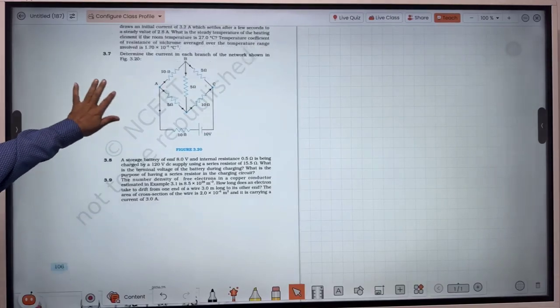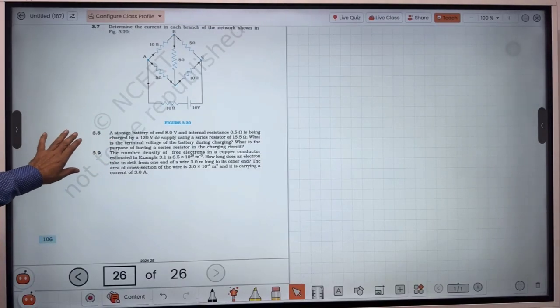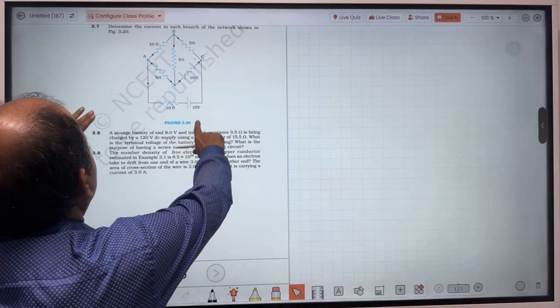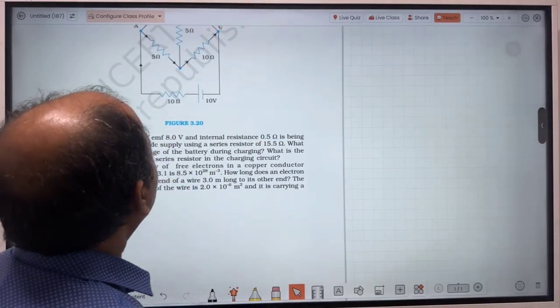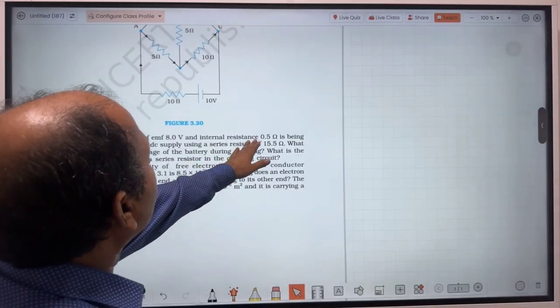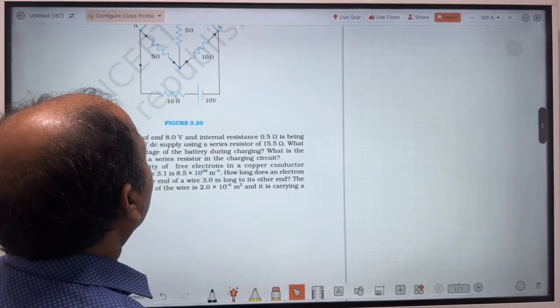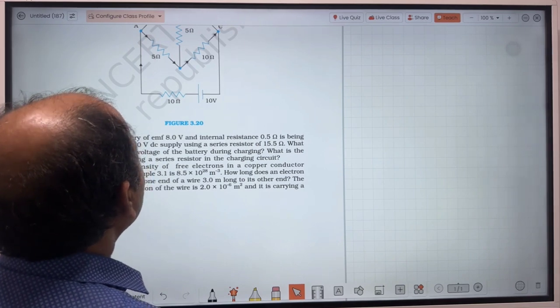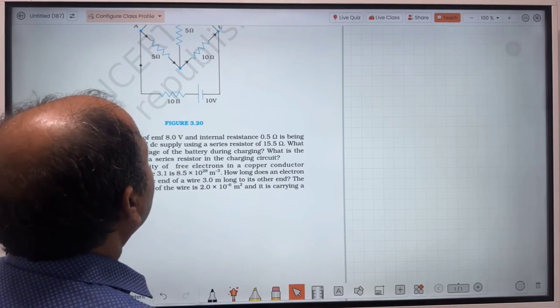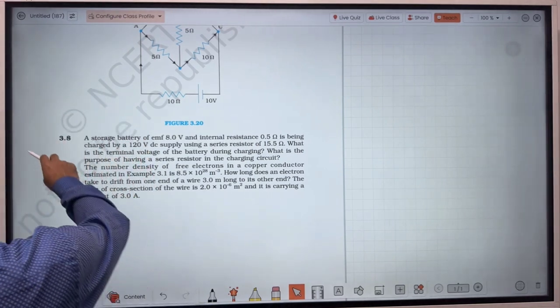Now we are going to see other questions. Next question is, there is a storage battery of 8 volt and internal resistance 0.5 ohm being charged by a 120 volt supply using a series resistor of 15.5 ohm.